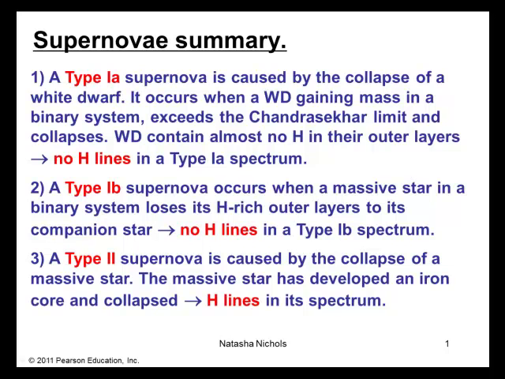A type 1b supernova occurs when a massive star in a binary system loses its hydrogen-rich outer layers to its companion star. As a result, a type 1b spectrum will have no hydrogen lines. A type 2 supernova is caused by the collapse of a massive star. The massive star has developed an iron core and therefore has collapsed, and we will see hydrogen lines in its spectrum.